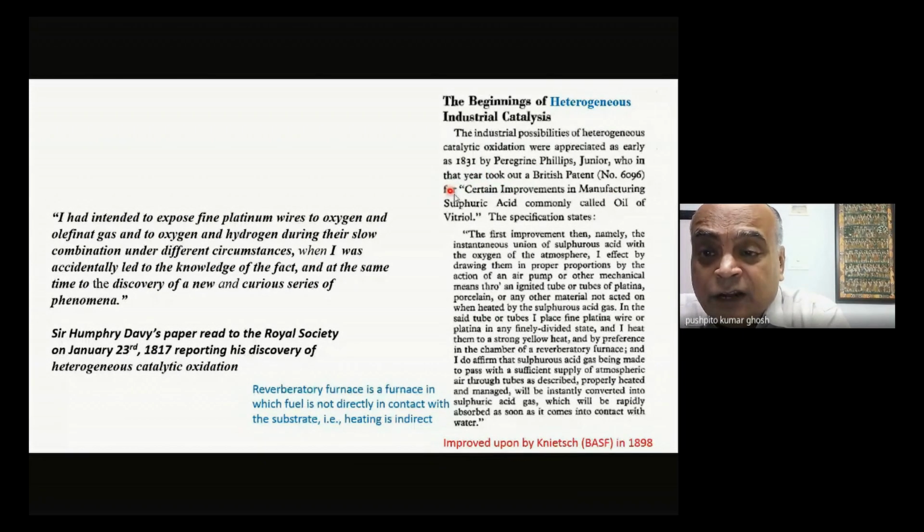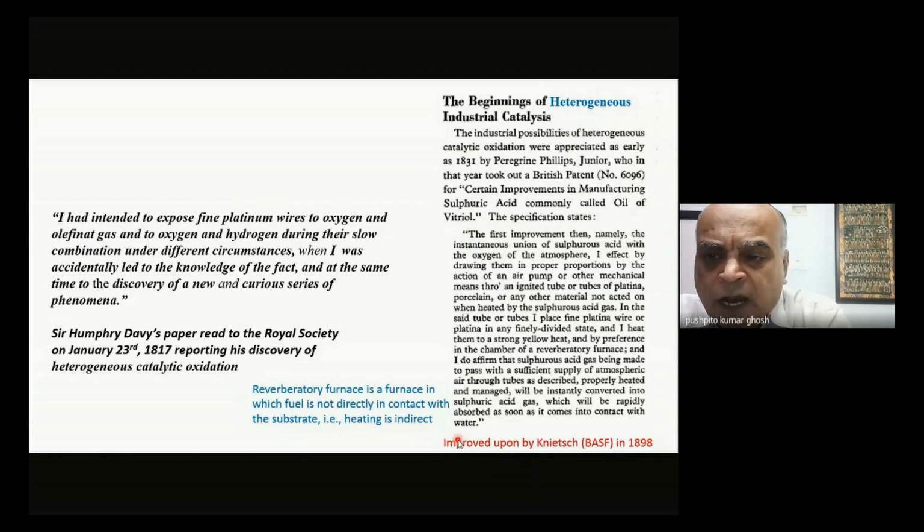And you can see the title of the patent is Certain Improvements in Manufacturing Sulphuric Acid, commonly called oil of vitriol. I actually got his patent and I've taken it from the patent. So let's read what he says.